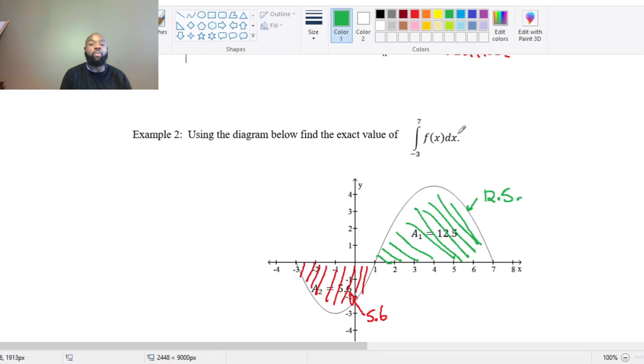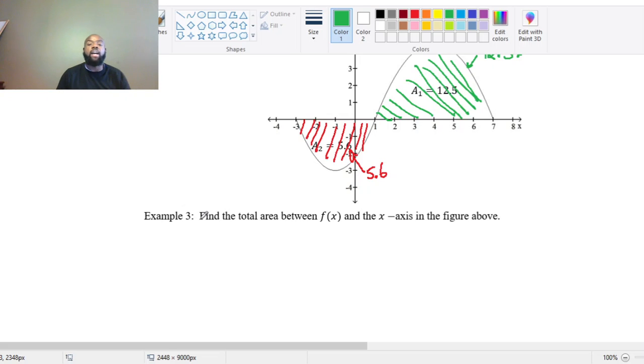And so if I wanted to find out what this integral is, I'm going to take the area that's below the x-axis and make it negative. So that's going to be a negative 5.6. And I'm going to add to that the area above the x-axis. We're going to keep that positive because it is above. And if I add those together, we're going to get 6.9. So the integral makes whatever area is below negative and whatever area is above positive, right? So negative 5.6 plus 12.5 will give us that 6.9.